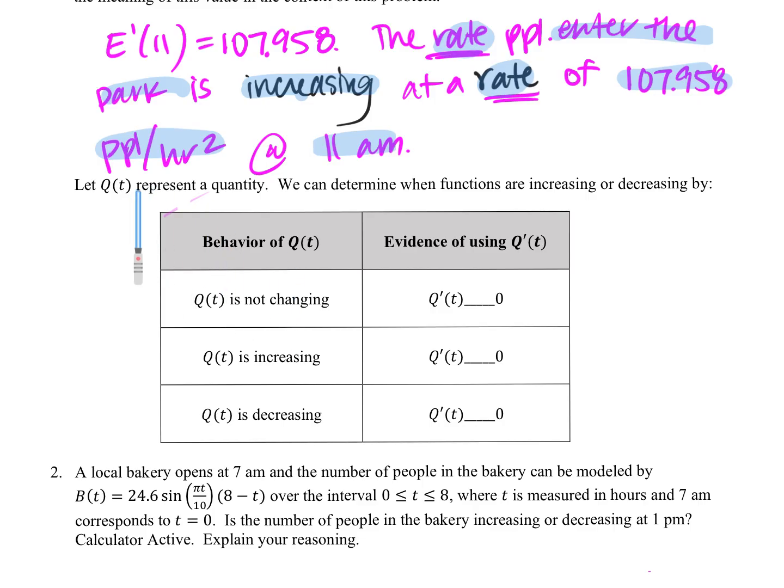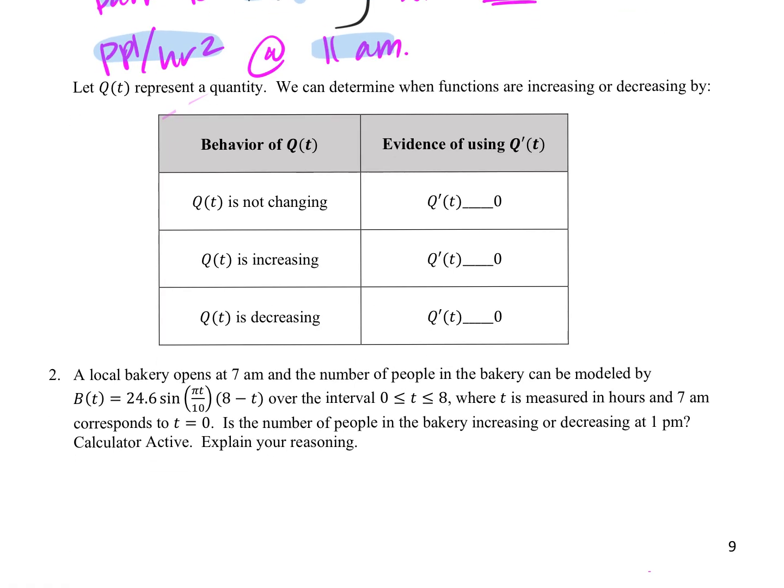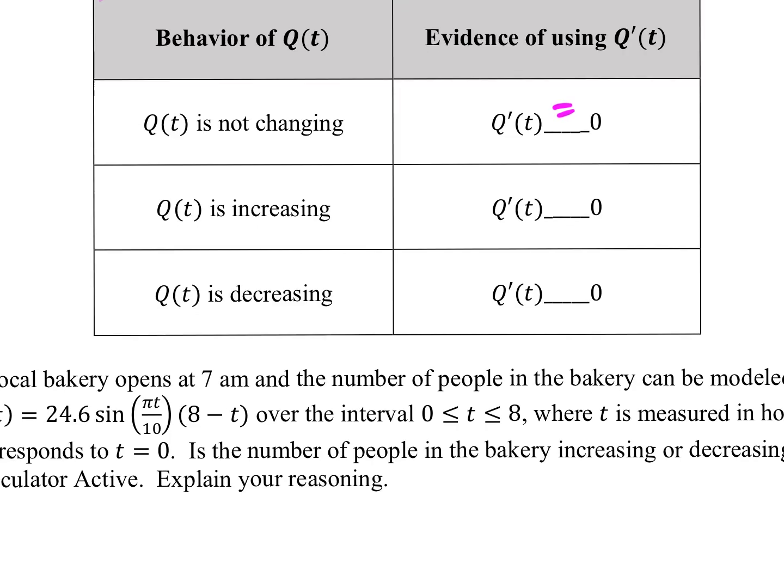So, if they're asking about this number, this height, this length, this distance, these miles, this amount of money, then we can describe if that number is not changing, increasing, or decreasing based on the derivative or the slope. If Drew's height is not changing, what is the rate of change of his height? It's going to be equal to 0. What if Drew's height is increasing? Then the rate of change would be greater than 0. And if his height is decreasing, he is an old man, and therefore the rate of change would be less than 0.